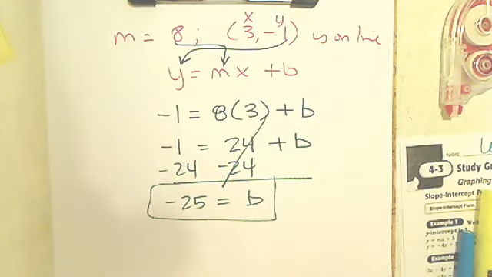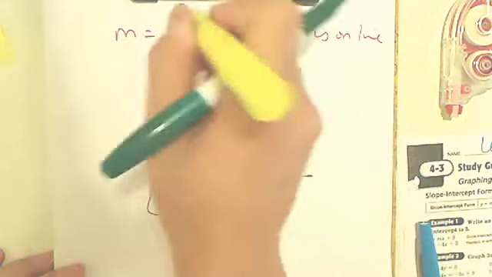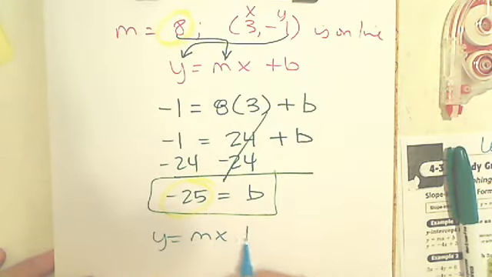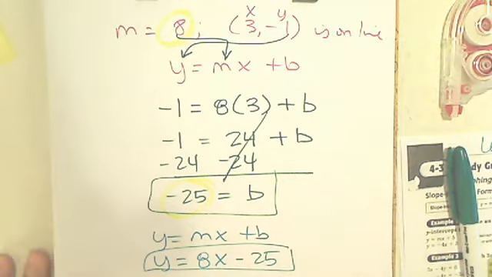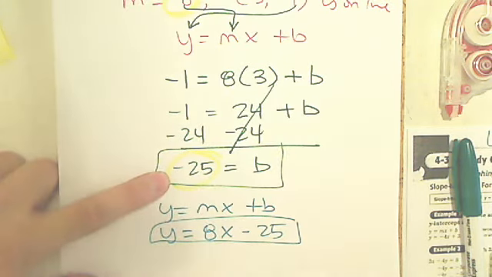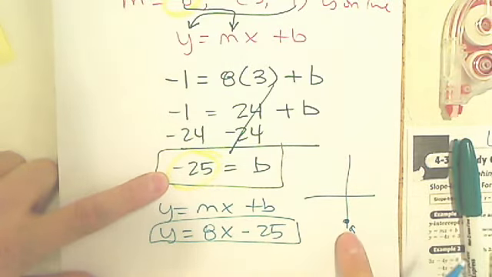Now, this just tells you the y-intercept. So we should have enough information to create a line. b and m should give you y equals mx plus b. y equals 8x minus 25. Just minus 25. So 3, negative 1 is already on the line. It's just somewhere on the line, right? But this negative 25 is where it actually crosses the y-axis. The slope tells you it's positive.